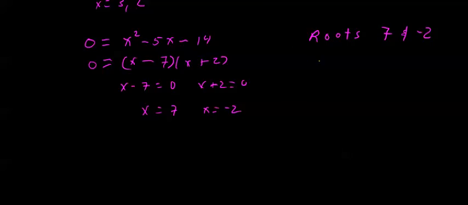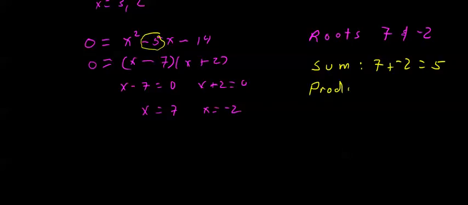The sum of these roots, 7 plus negative 2, is 5. Notice that we have the opposite of 5 here. The product is 7 times negative 2, which equals negative 14, and in fact we have minus 14 here.